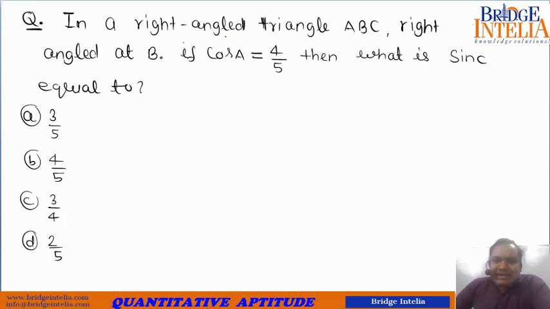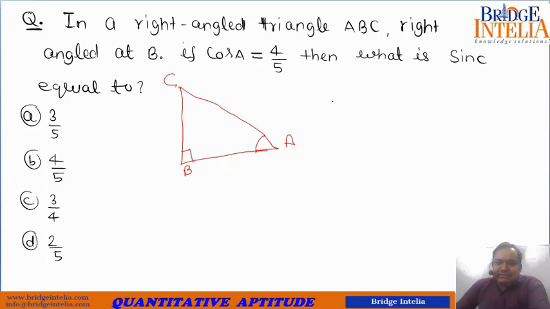In a right angled triangle ABC, right angled at B. So better draw one before proceeding further. So there is a right angled triangle which is right angled at B. So this is 90 degree. Cos A is equal to 4 by 5. So I assume this to be A, and let this be C.